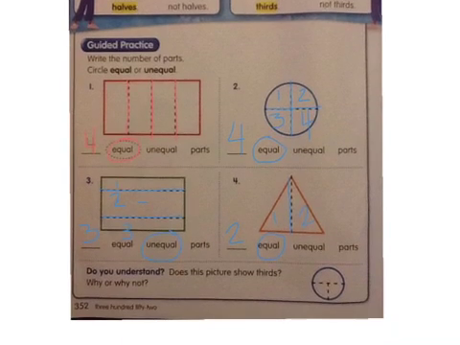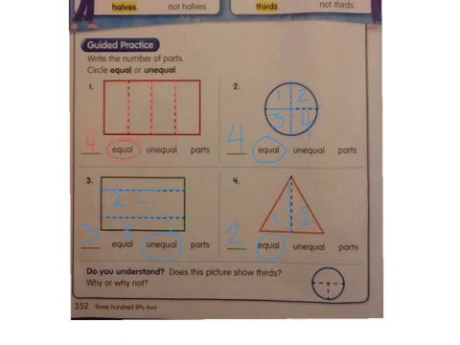Okay, let's take a look at number 4. I'm going to draw the line down the middle. And as you can see, there are 2 parts. 1, 2. So I would put a 2 here. And they are equal. They are the same size. Okay. Moving on to number 3.